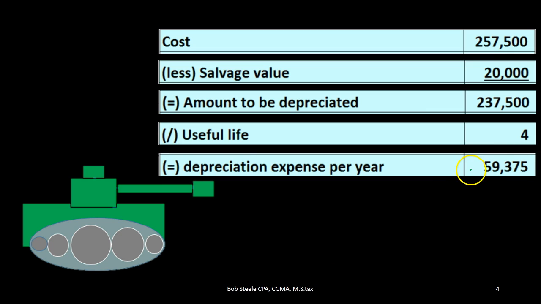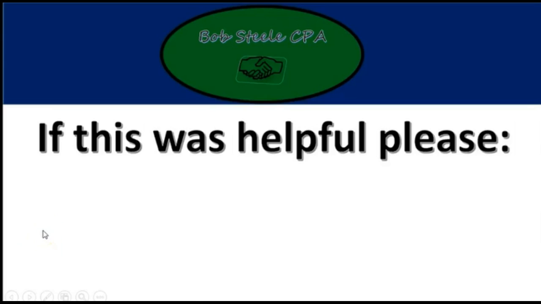That means that we're going to record depreciation expense of $59,375, lowering net income by that even amount each year. We're going to do that for the useful life of 4 years in this case, meaning that we will have accumulated, at the end of those 4 years, accumulated depreciation of this $237,500, and the book value then would be the cost less this $237,500, leaving us with the salvage value at the end of the useful life of $20,000.